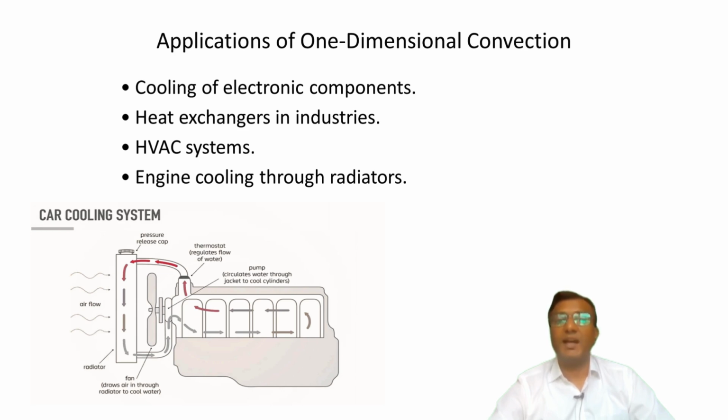These applications highlight convection's role in improving efficiency, safety, and performance, whether it's maintaining comfortable indoor temperatures or protecting critical machinery. One-dimensional convection analysis is a vital tool. By applying Newton's law and dimensionless numbers, engineers can design systems that manage heat effectively. So let's conclude with a summary of the heat transfer mechanism in the next slide.